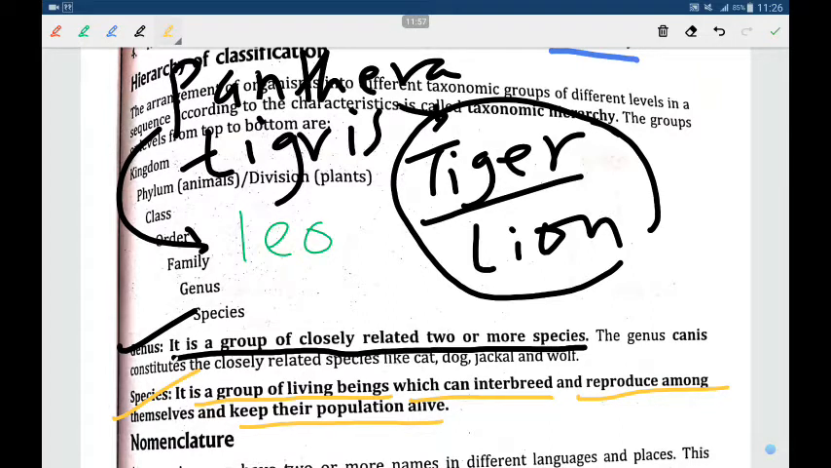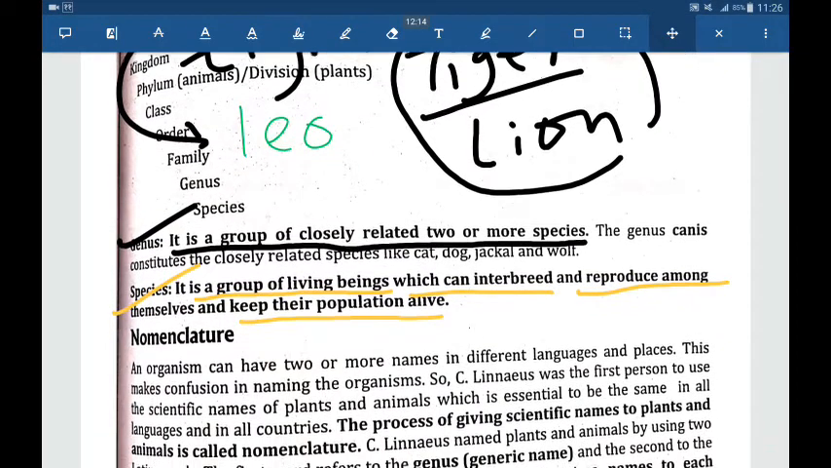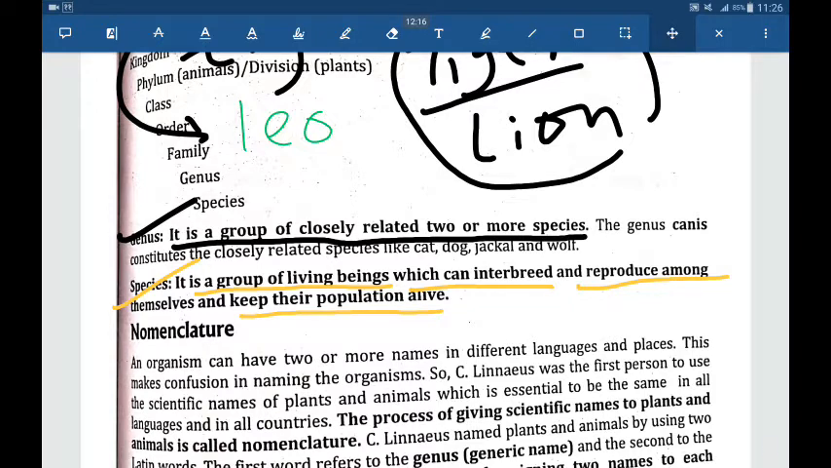Species are those groups of living beings which can reproduce between themselves and the population keeps on increasing. That is called species. So species is only one, but genus may have two or three. Okay.